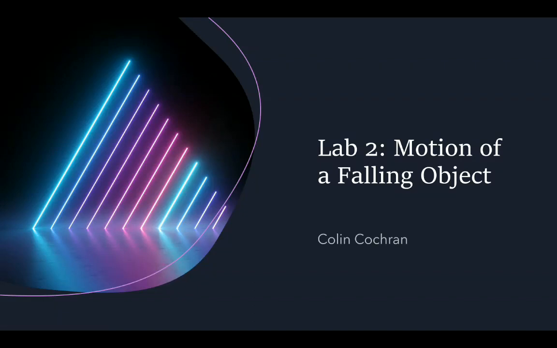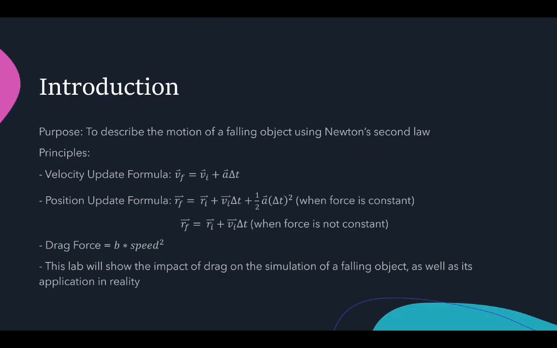Lab 2, motion of a falling object. So the purpose of this lab is to describe the motion of a falling object using Newton's second law. The principles used are the velocity update formula and two different versions of the position update formula, one for when force is constant and one for when it's not.